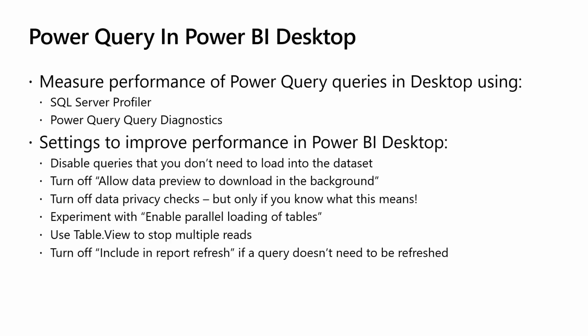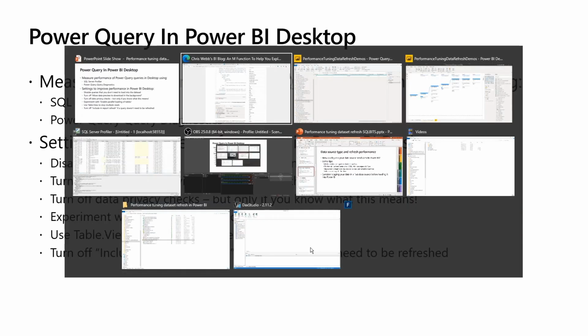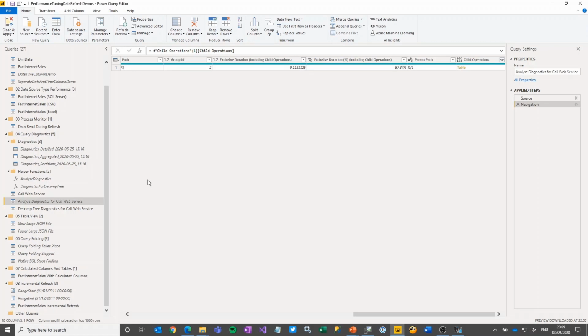First of all, you need to disable load of queries that you don't want to load in. A really common beginner's mistake is that you connect to a whole bunch of data in the Power Query editor, and then you do other things in Power Query to combine these queries together to create tables with merges and appends. But then the source queries also get loaded into Power BI.